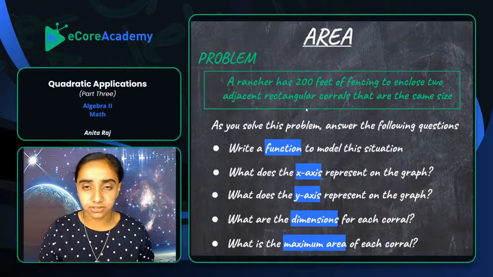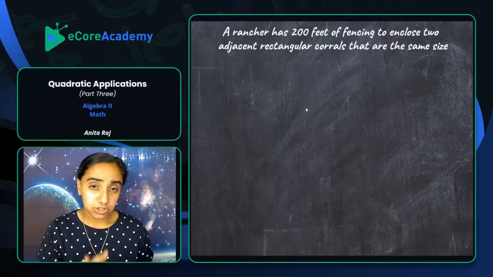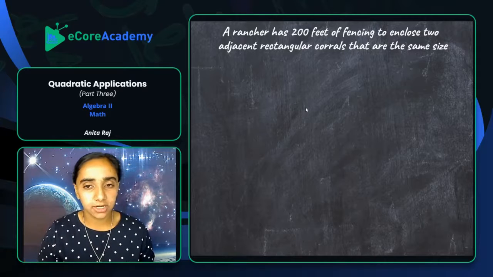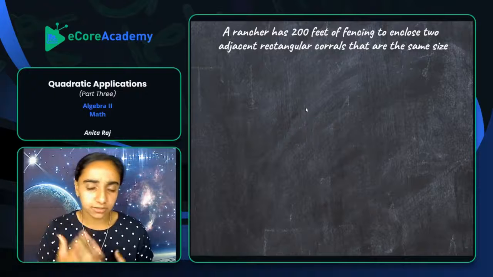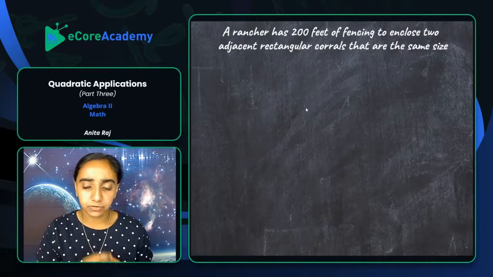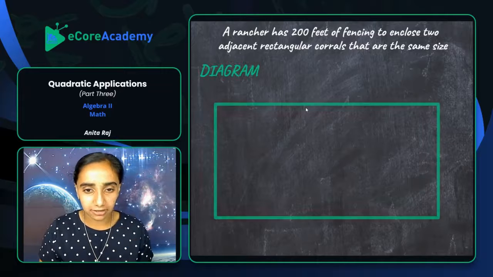Write a function to model this situation on the next slide. Okay, so again, the problem is going to appear at the top of the screen for all of you, this overarching idea, and you'll just be able to refer to it just in case you forget or there's some kind of information. So before we even get into writing a function, I want to show you this diagram.